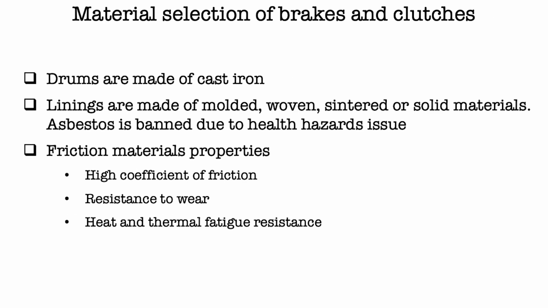Then we move on to material selection of brakes and clutches. The brakes and clutches consist of two main parts, which are drums or discs and linings. Drums are made of cast iron, while linings are made of molded, woven, sintered, or solid materials. Asbestos has been used before to make linings, but is now banned due to health hazard issues. The friction materials used must have a high coefficient of friction, resistance to wear, and heat and thermal fatigue resistance.